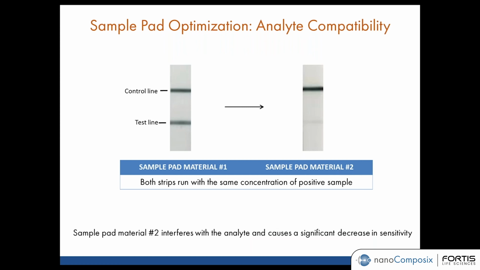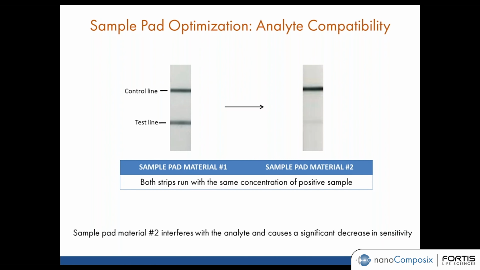This slide shows two test strips that are identical in every way except the sample pad material. The strips were run with a positive sample, so a relatively strong signal was expected at the test line. As you can see in the second strip here, the test line intensity is significantly decreased. Since the sample pad is the only component that's different from the first strip, it shows that the material used for this isn't optimal for this assay, and it's most likely binding the analyte and not allowing it to flow through the membrane.